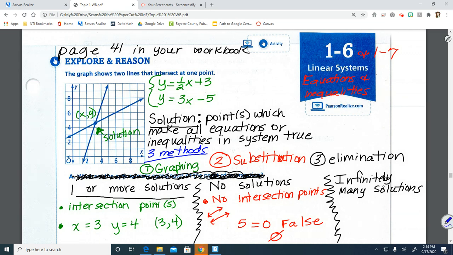Then it's also possible to have infinitely many solutions, which means that there are a ton of x and y pairs that would make all equations true. What that looks like on a graph is the same line being graphed on top of itself.